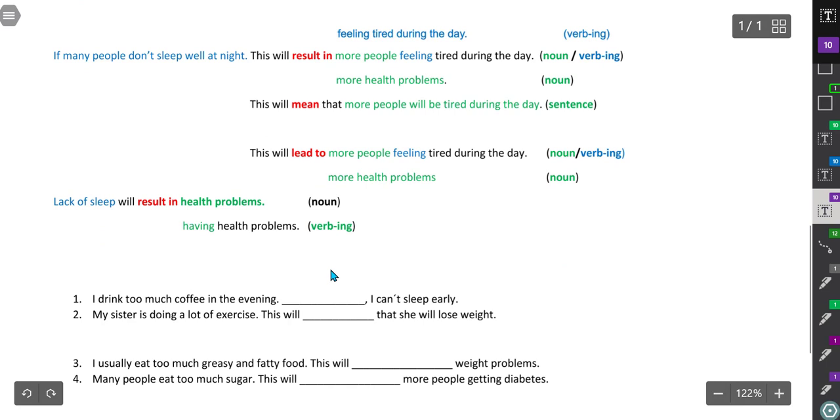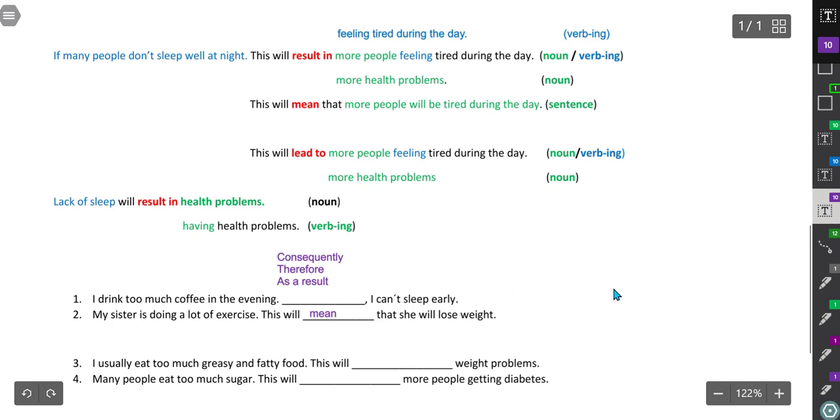So in this case, I'm going to write the three possible answers. We have consequently. My sister is doing a lot of exercise. This will that she will lose weight. Okay, now let's pay attention, guys. That she will lose weight is a complete idea. It's a complete sentence. And if you remember, when we have a complete sentence, the best option is mean. So in this case, we can write this will mean that she will lose weight.